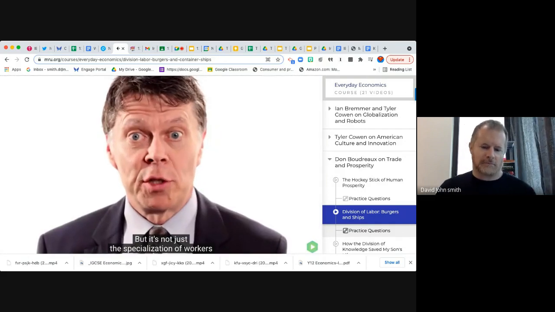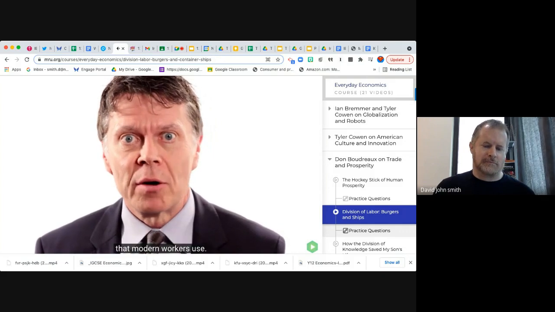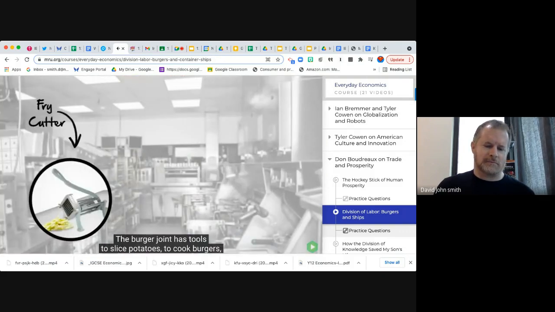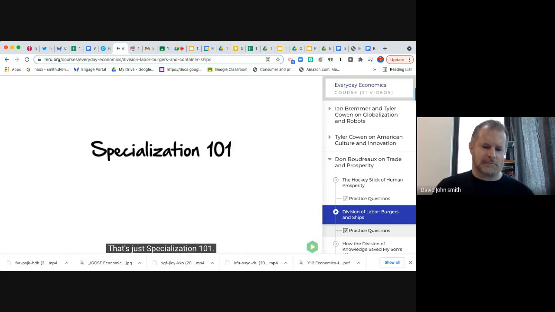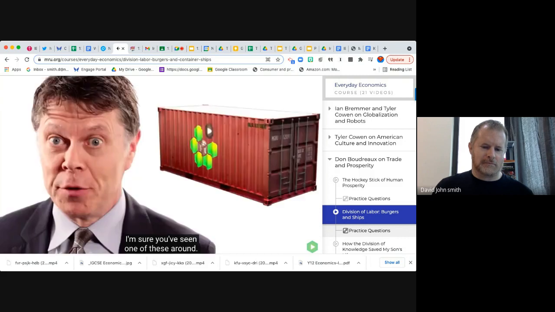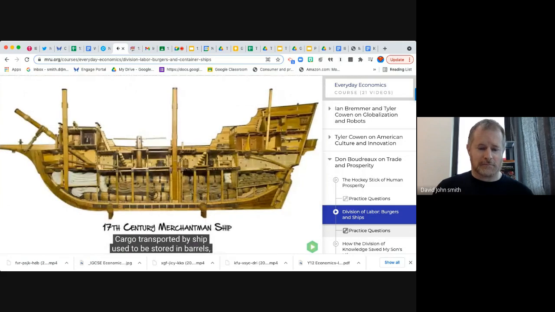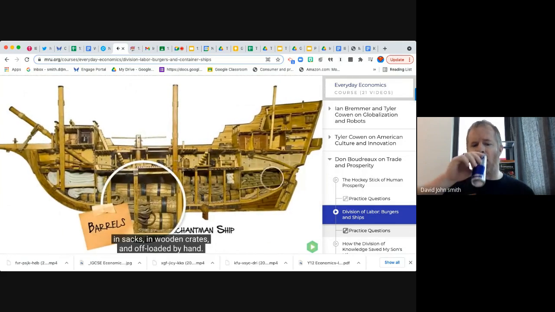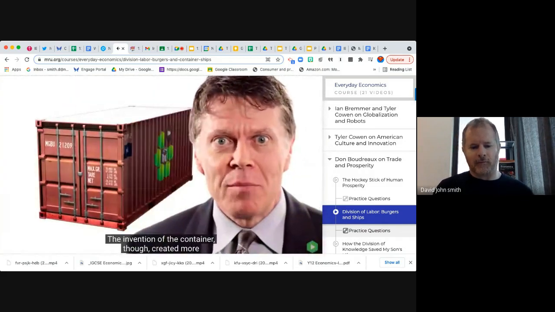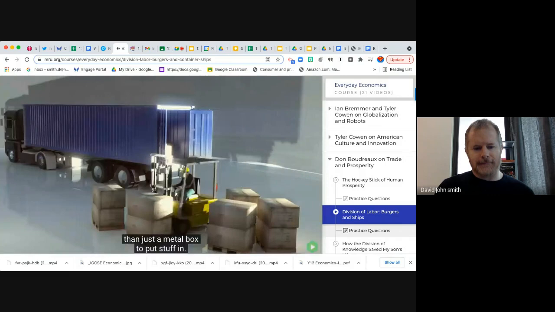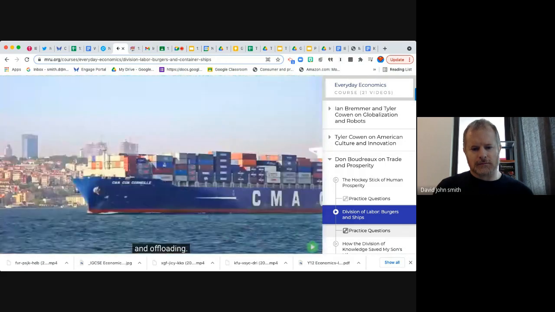But it's not just the specialization of workers that increases output. It's also the development of specialized tools that modern workers use. The burger joint has tools to slice potatoes, to cook burgers, and to fry the fries. That's just specialization 101. I'm sure you've seen one of these around, the container. They're everywhere. Cargo transported by ship used to be stored in barrels, in sacks, in wooden crates, and offloaded by hand. The invention of the container, though, created more than just a metal box to put stuff in. With it came a wave of specialized technology that dramatically increased the productivity of shipping and offloading.